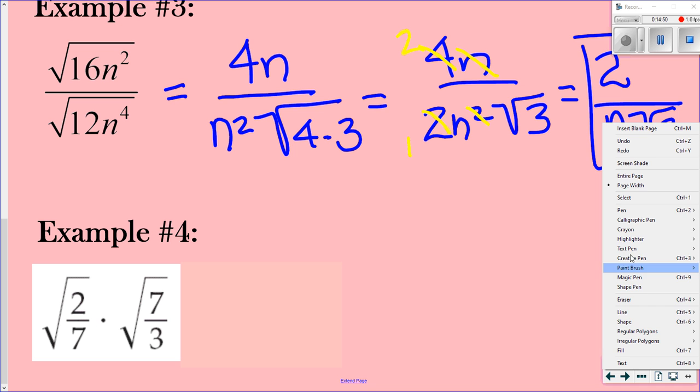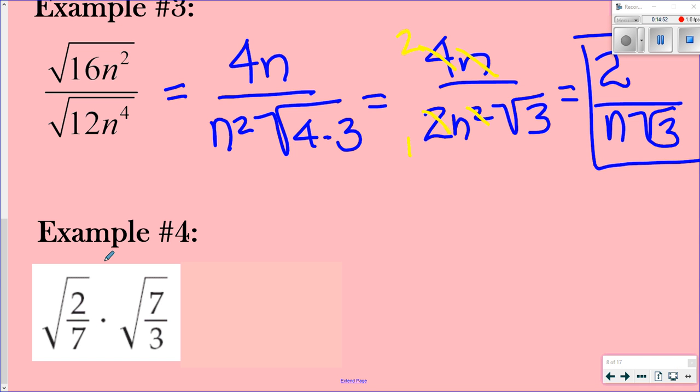And then for this one, when you see it like this, it's the same as if we have square root of 2 times square root of 7, and then underneath would be square root of 7, and then square root of 3. The way that I wrote it is the same way as this. You're basically just splitting up the fraction and having a square root for each of them.